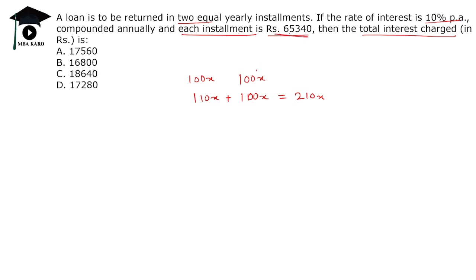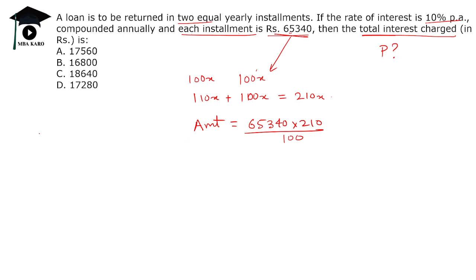So installment value is given to us, that is 65,340, that is 100x. This is the amount given to us, right? So what is the amount? Amount is 65,340 into 210 by 100. Okay, now what we need to do is find the total interest. So how will we get the total interest? Total interest will be obtained when we know the principal.